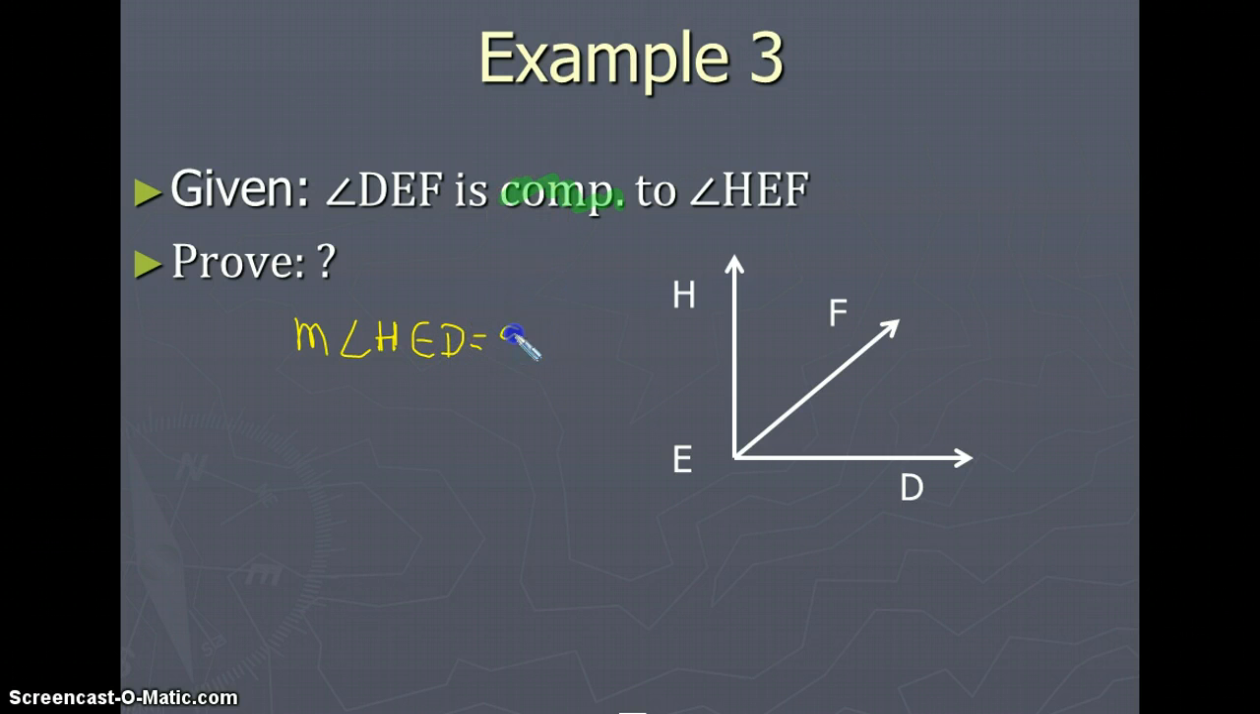And that's going to equal 90 degrees. And we know that's true because complementary angles add up to 90 degrees. The two smaller pieces, HEF plus DEF, equals HED.